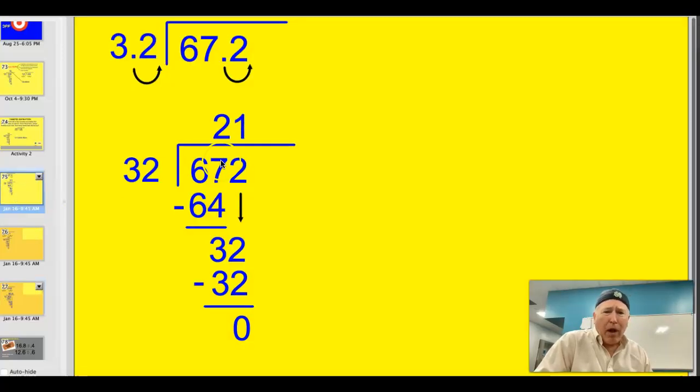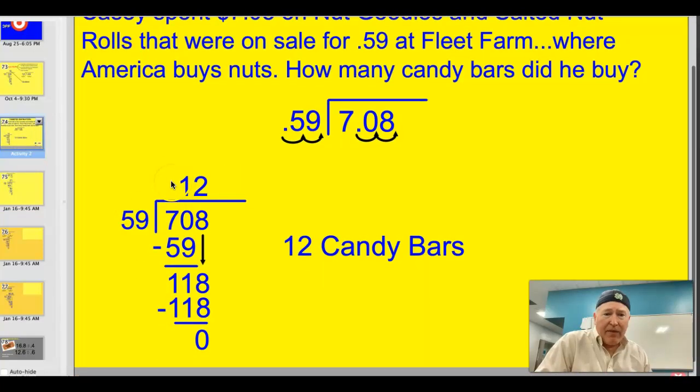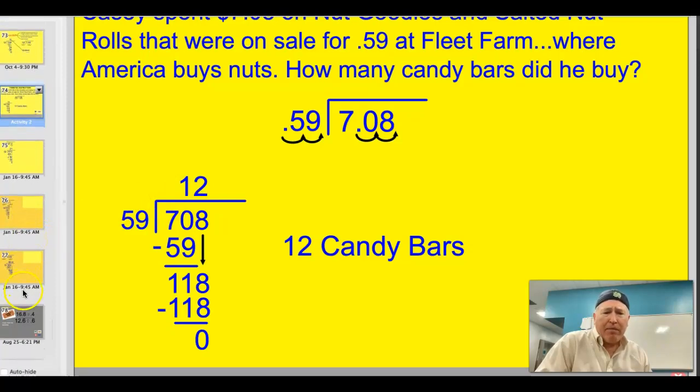All right, just a couple thoughts. Notice how I constantly kept my digits lined up where they're supposed to be. 32 doesn't go into 6 2 times. 32 goes into 67 2 times. Let's take a look at another one of these. 59 doesn't go into 7 one time. 59 goes into 70 one time. It's really important that you keep those digits lined up. It goes into 708 12 times. All right? So digit placement, sometimes kids get a little sloppy, and that becomes a problem.